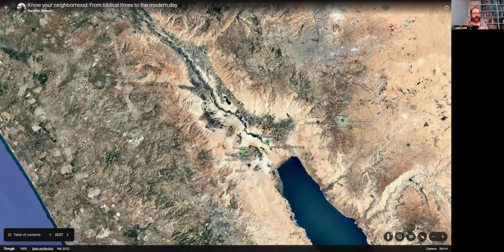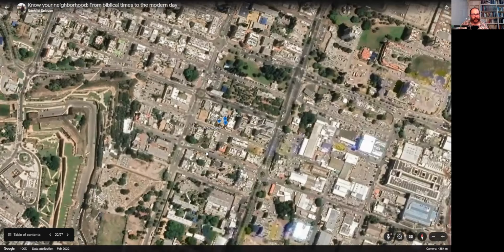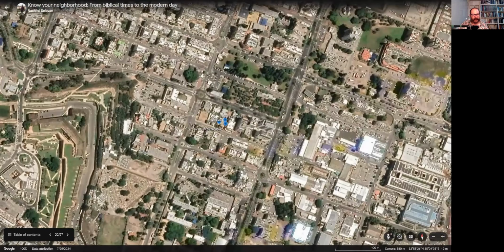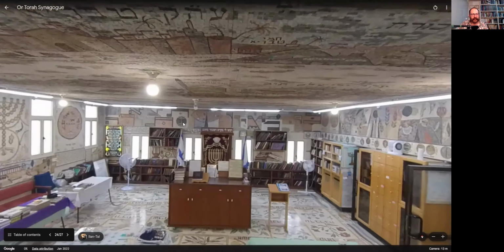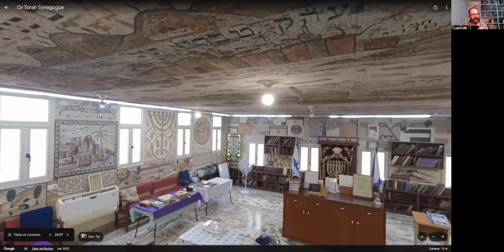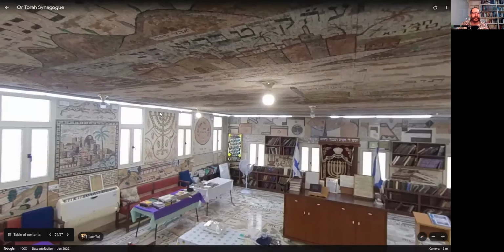The Tunisian Or Torah Synagogue in Akko. Now, on the outside, it's kind of a funky looking synagogue. But if you've ever been, I've been there a few times, it's really cool. You'll know that the inside of the synagogue, from floor to ceiling, from head to toe, is mosaics. The entire building on the inside, there's tons of them.